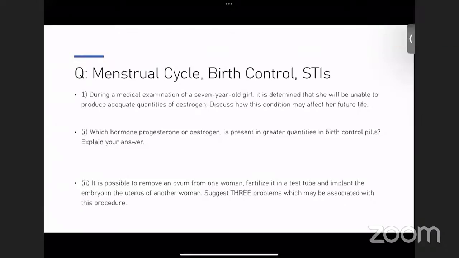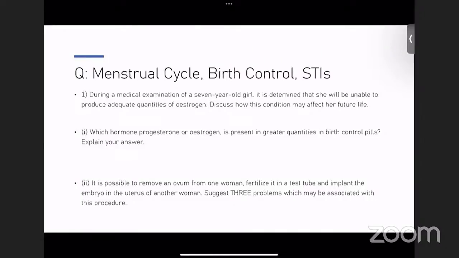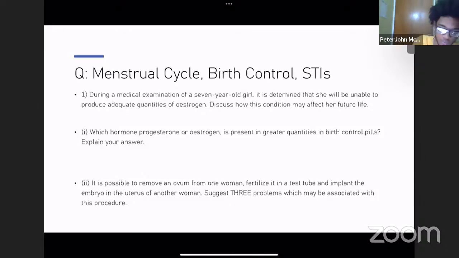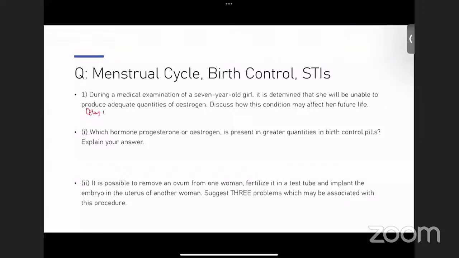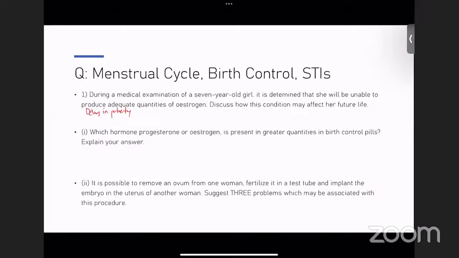But come on, guys. What's estrogen used for? It could cause a delay in puberty. Perfect. Delay in puberty. What else? Come on, guys. What's associated with puberty in females?